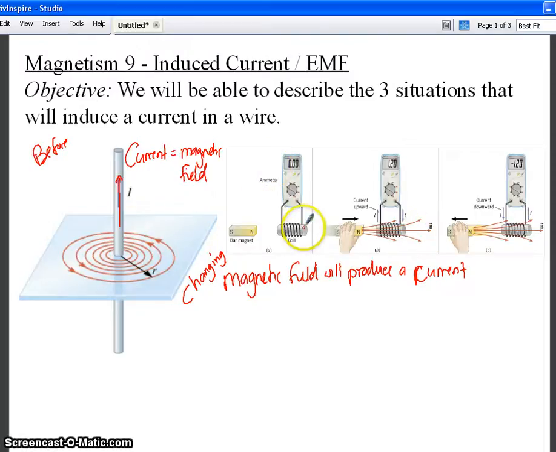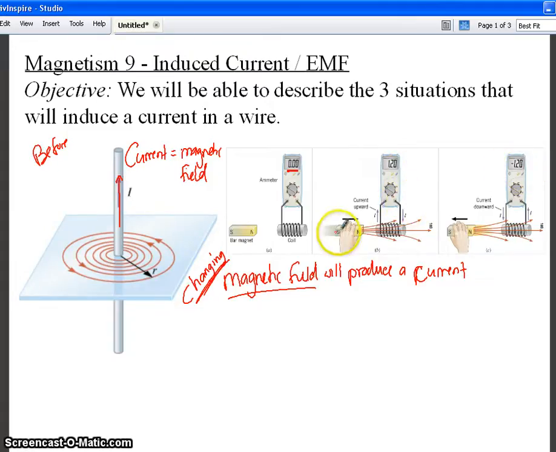We have a coil wrapped around a bar here, just a bar to make an electromagnet. And we have a bar magnet sitting next to it. There's no motion in this picture here, so you can see that this has zero current, 0 amps of current going through it. But what we do is we take this bar magnet and we start moving it back and forth. That causes a changing magnetic field. And this changing magnetic field produces a current in the wire.